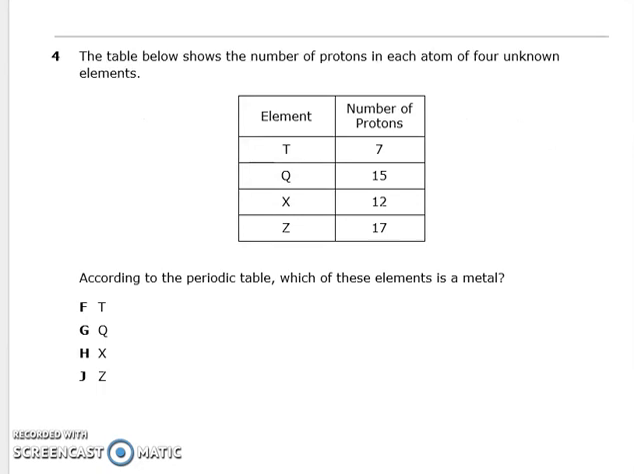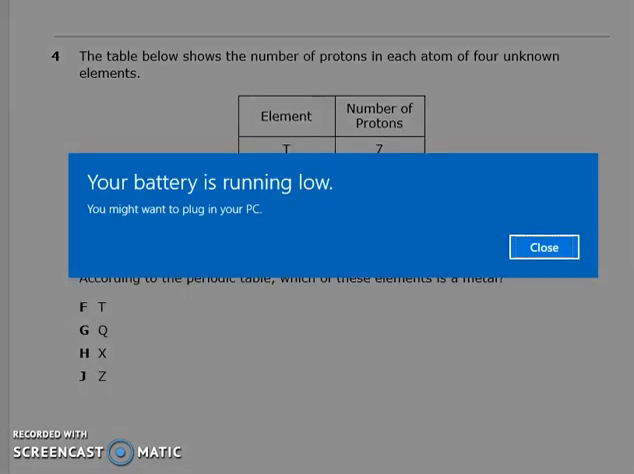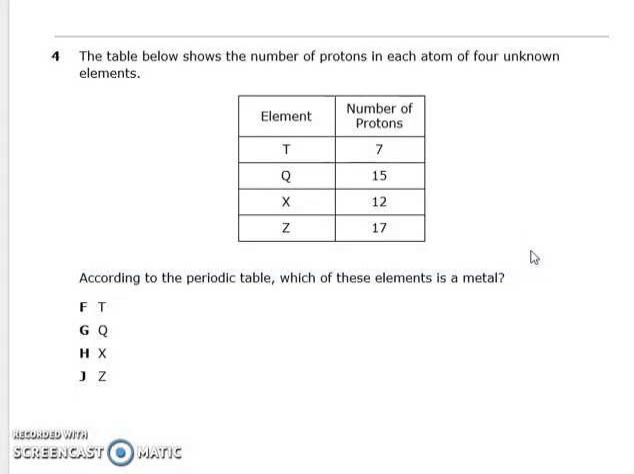Number 4. The table below shows the number of protons in each atom of 4 unknown elements. According to the periodic table, which of these elements is a metal? F, T, G, Q, H, X, or J, Z?